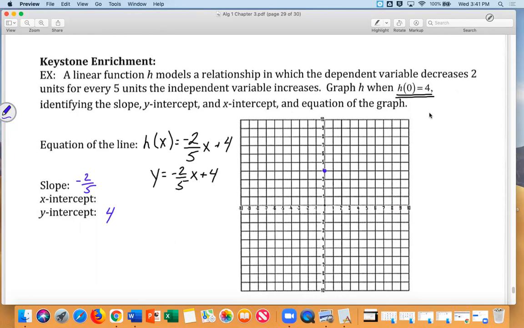So let's go up to 4, and now let's go down 2 to the right 5. So down 2 to the right 5, 3, 4, 5. Down 2 to the right 5. So I have this set of staircase, and I'm going to draw my line. And you can see my x-intercept was at 10.